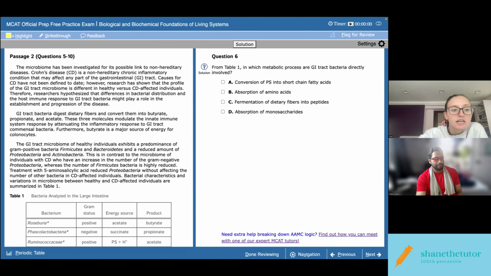The microbiome has been investigated for a possible link to non-hereditary diseases. Crohn's disease is a non-hereditary chronic inflammatory condition that may affect part of the GI tract. Causes for CD have not been defined to date. However, research has shown that the profile of the GI tract microbiome is different in healthy versus CD affected individuals.